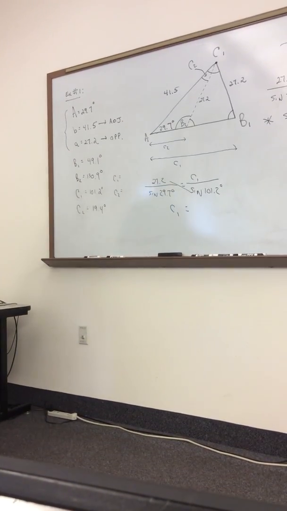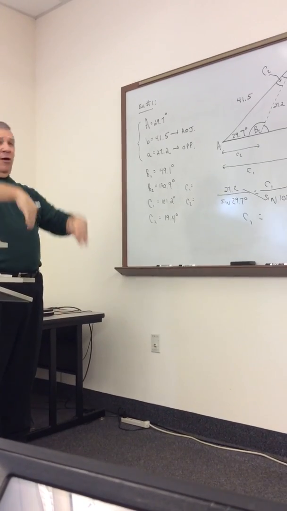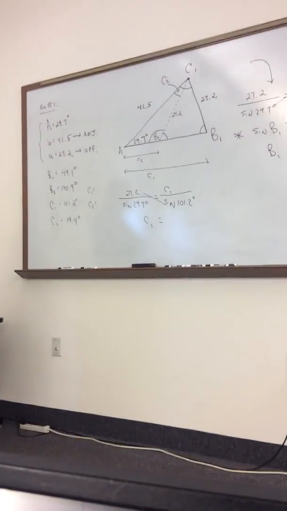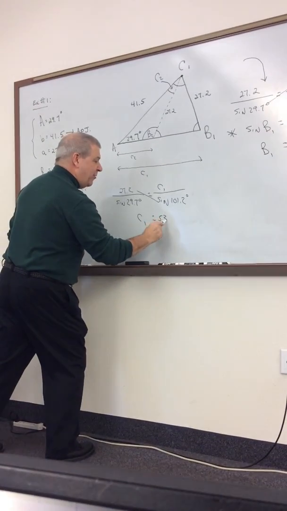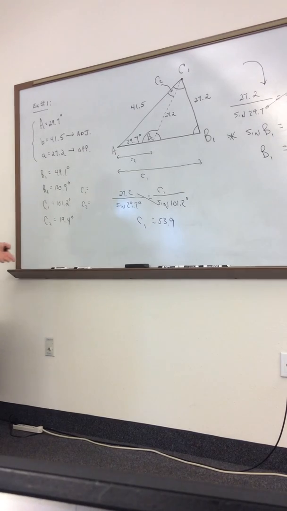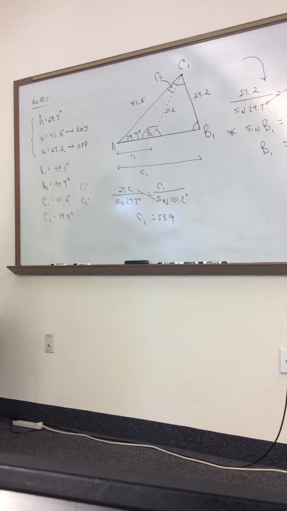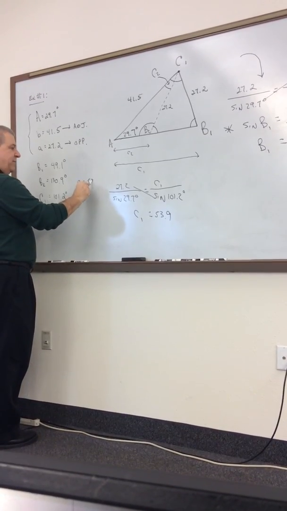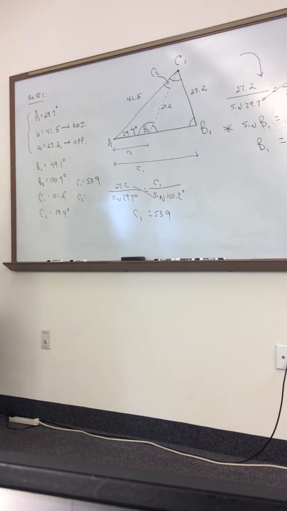Go ahead, punch it in. What is it? All keystrokes are doing everything now. There's the proportion. Zona. 53.9. 53.9. And guess what? Everyone should have identical answers. Okay, now somebody give me the proportion to find side C sub 2. Okay, let's write that in. 53.9. Give me the other proportion now to find C sub 2.